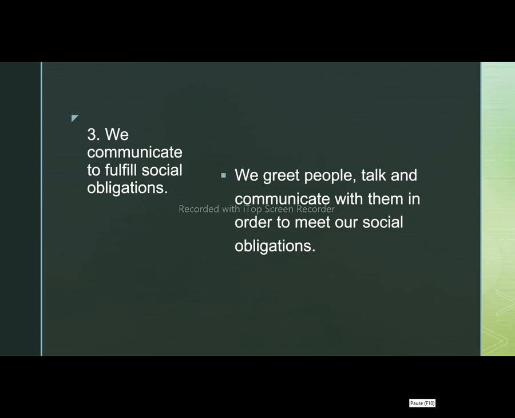Number three, we communicate to fulfill social obligations. We greet people, we talk to them, and communicate with them in order to meet our social obligations.